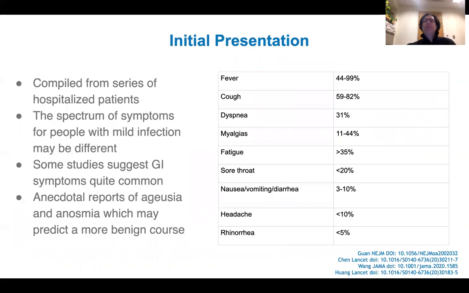Now, the initial presentation varies as to whether or not you have a mild, moderate, severe, or critical version of the illness, and most of the initial experience has been on hospitalized patients. The spectrum of patients with mild infections may be very different, for example. Studies coming out of the US from Washington State and New York suggest that GI symptoms are actually more common than was described in the initial Chinese experience, and anecdotal reports of loss of smell and taste may predict a more benign course. Clearly, fever and cough are the most common manifestations that we'll see, and things like rhinorrhea are actually much less common in hospitalized patients, but there's no highly specific symptom that tells you whether or not a patient has COVID-19 or not.